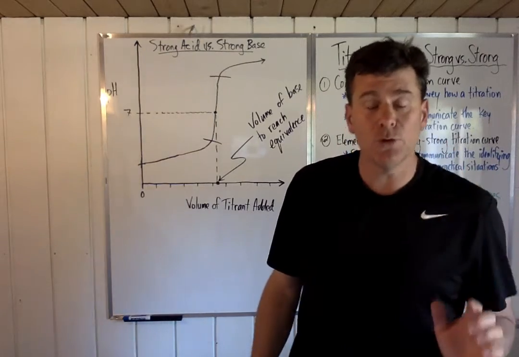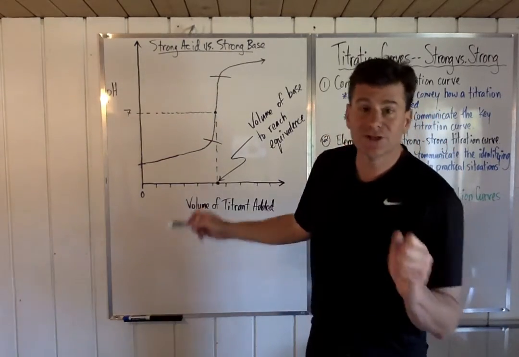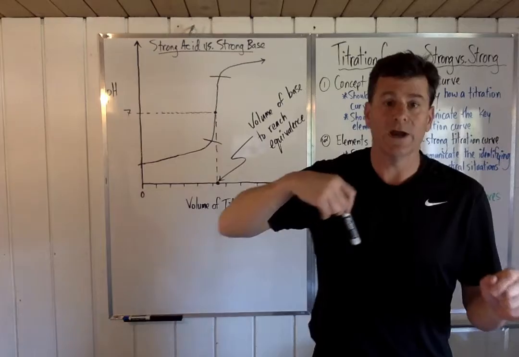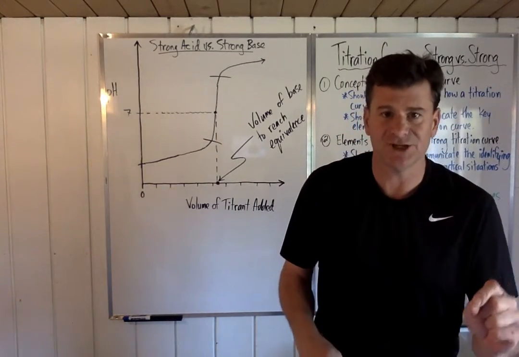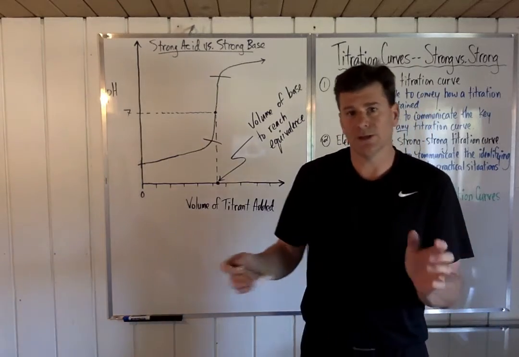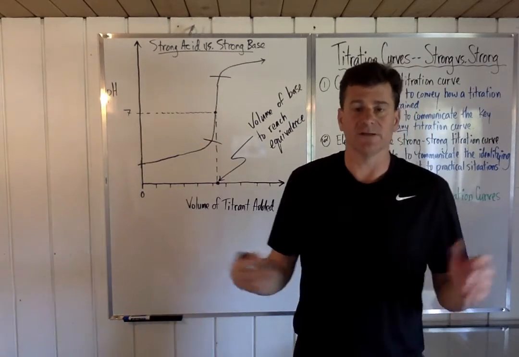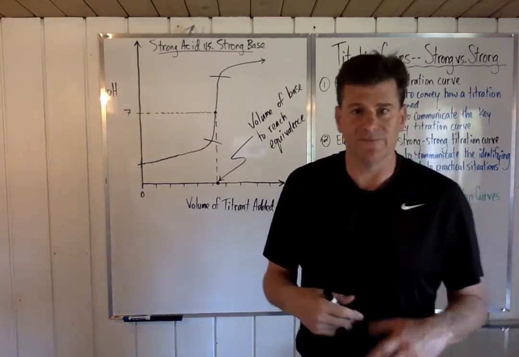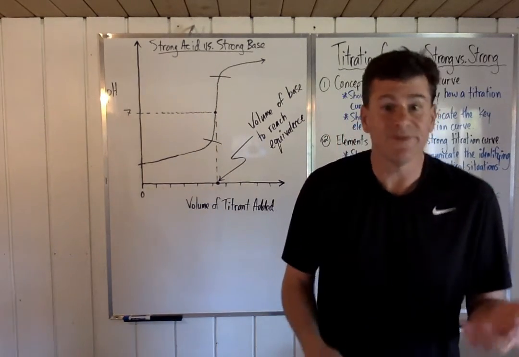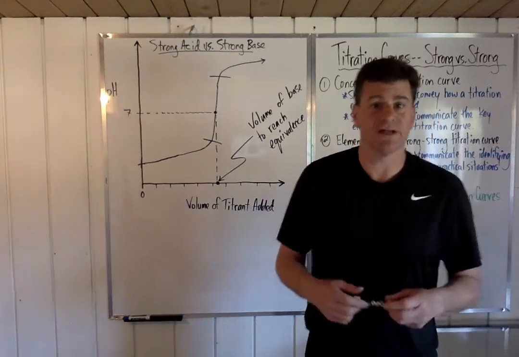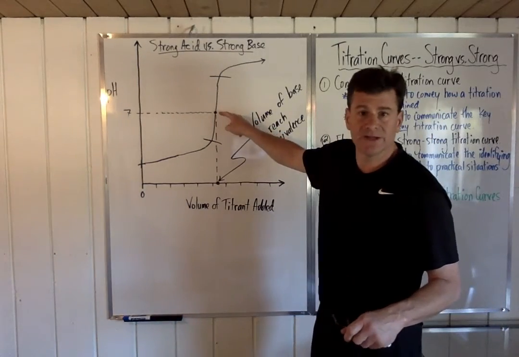Now, for those of you who have calculus, the true point of where the equivalence point will be on the titration curve is the inflection point, where the slope starts to change. So with the first derivative, when you can find the inflection point, that's where the actual equivalence point will be. That happens to be, for a strong titration, at pH 7.